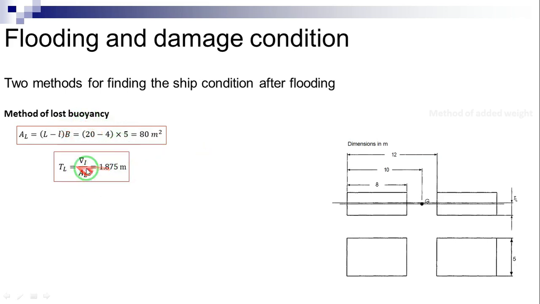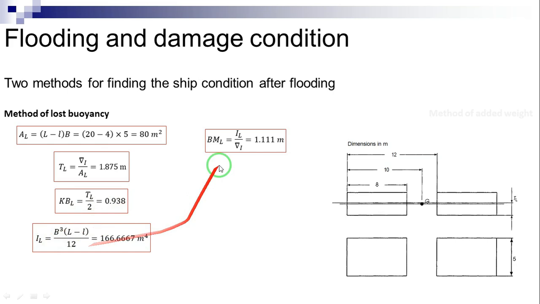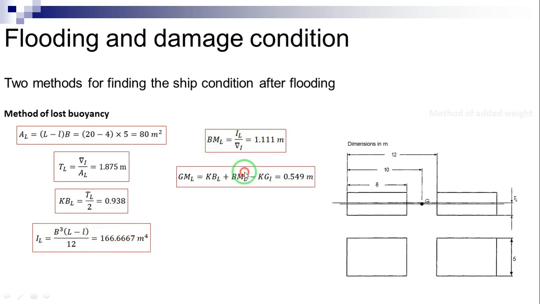The height of the center of buoyancy increases to T divided by 2. We calculate the moment of inertia of the waterplane as shown here, and the metacentric radius as presented here. Finally, the metacentric height is calculated using this equation, and the righting moment for small heel angles in the lost buoyancy method is given using this equation.